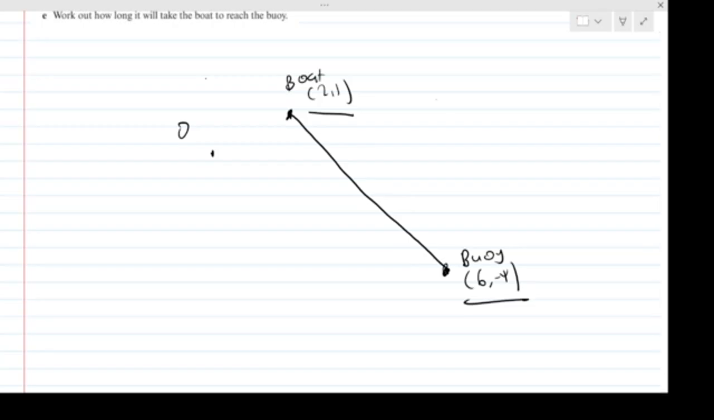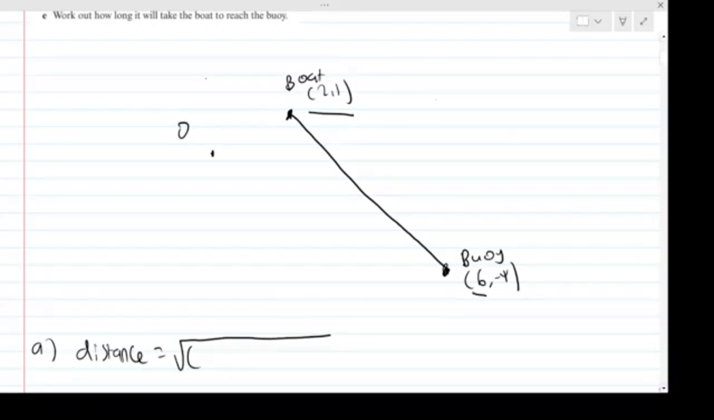So we can use our distance formula between two points that we looked at in the straight lines chapter, right? The distance from the boat to the buoy is going to be the distance from the point (2, 1) to (6, -4). So it's going to be the root of change in x: we have 6 here for x, take away 2 from the boat, so take away 2, all squared. Then change in y squared, so it's going to be -4 take away 1, all squared.